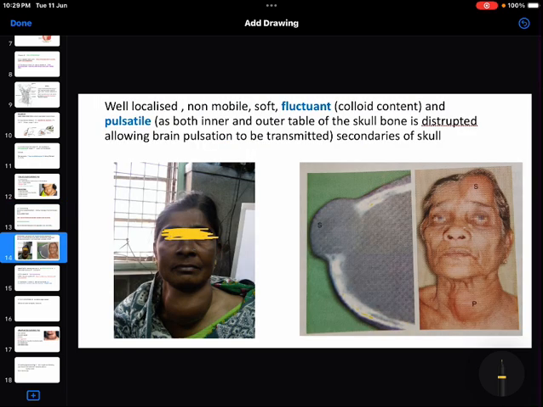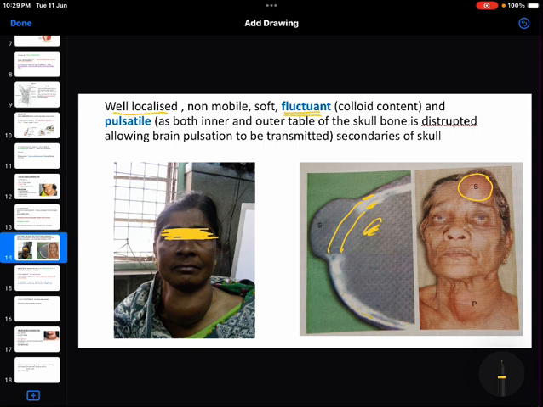This is the secondary bone metastasis that is seen in case of follicular thyroid carcinoma. They are most commonly seen in the skull region. A well localized swelling will be seen: localized, non-mobile, soft, and fluctuant. Because of the colloid content, it is fluctuant in nature, and pulsatile because of the inner and outer table. This is the inner table. This is the outer table. Both the inner table and outer table are lost.